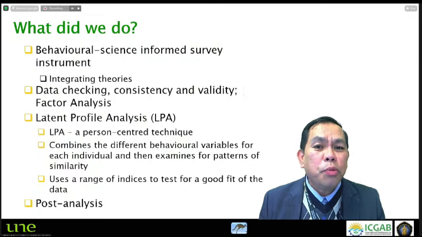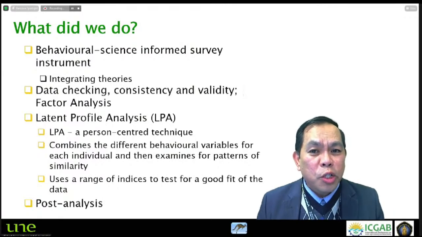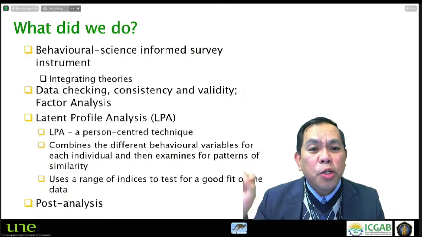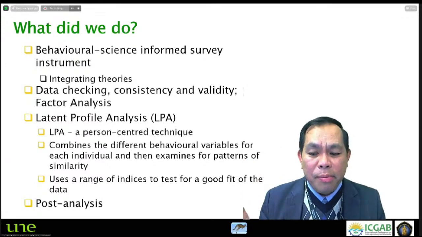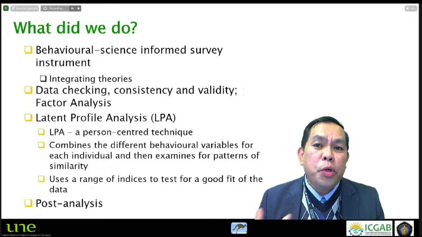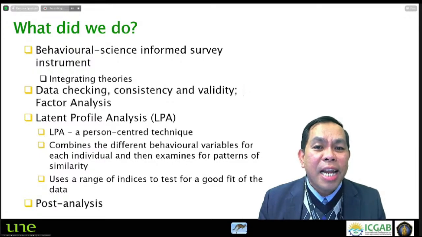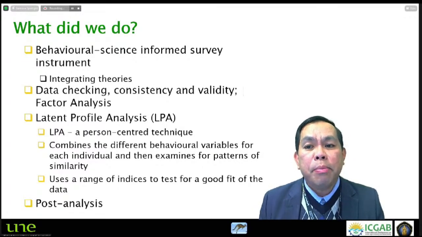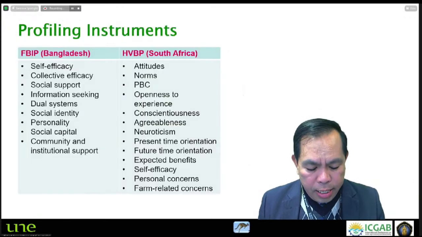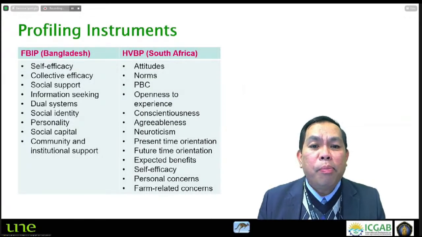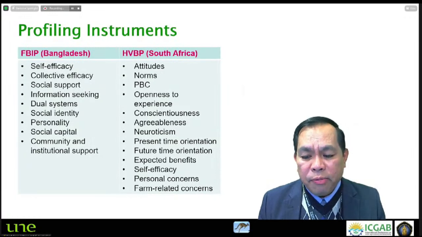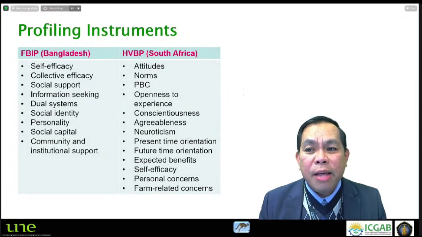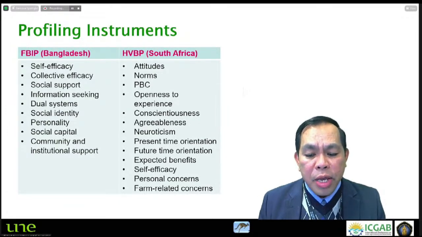In order to do this, we used a behavioral science-informed instrument to interview farmers based on the theories and the things that I have indicated. We used multivariate and latent profile analysis to summarize the data and combine the behavioral profiles, which allows us to examine the patterns of similarity and differences. The behavioral profiling instruments include the following dimensions, as I already flagged a while ago when I mentioned the different behavioral themes.